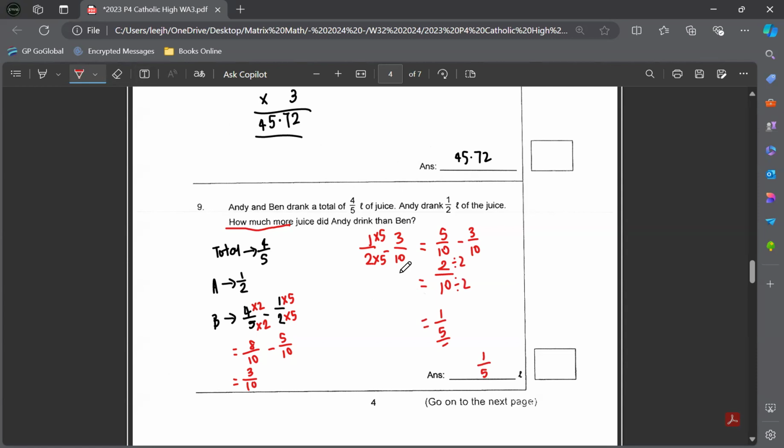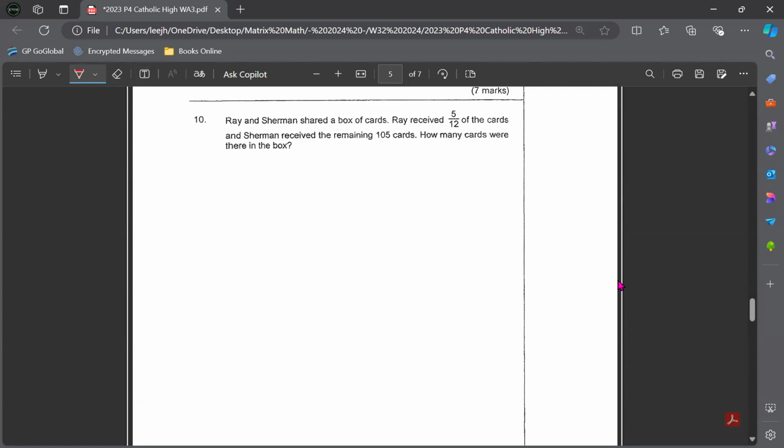Okay. So next question. Section C. Ray and Sherman share a box of cards. Ray received 5/12 of the cards, and Sherman received the remaining 105 cards. How many cards were there in the box? So we just write down. Okay, so Ray 5/12, right? So we write down the fraction for Ray.